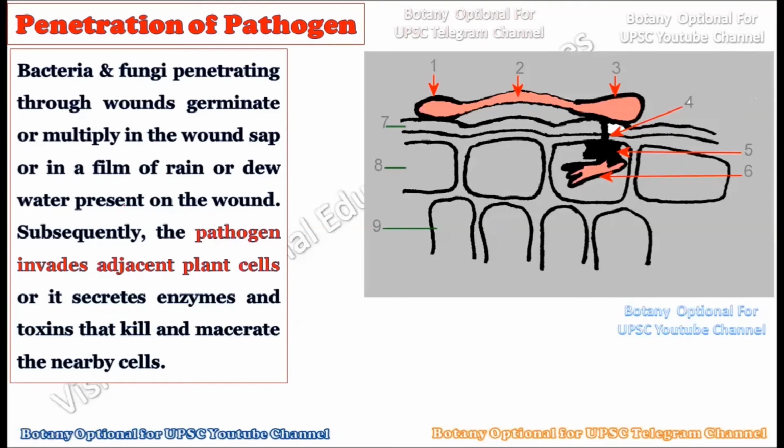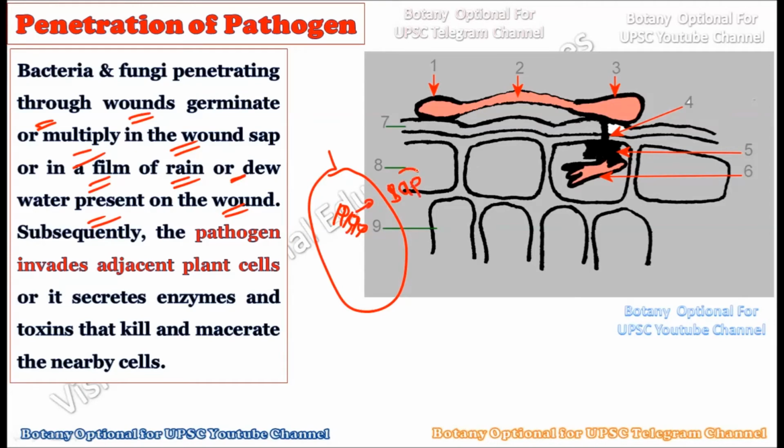Now see, the bacteria and fungi penetrating through the wounds germinate and multiply in the wound sap, or in the film of rain, or within the dew water present within the wound. For example, if there is a plant and it has a break open here, and the fungus or the bacteria are placed here, then this fungus or bacteria can readily absorb whatever sap is present within the plant body, and they can germinate and increase their number. At the same time, if a water droplet is there, within the thin film of this water droplet they can even grow. Dew water is present, and in this dew water they can also grow.